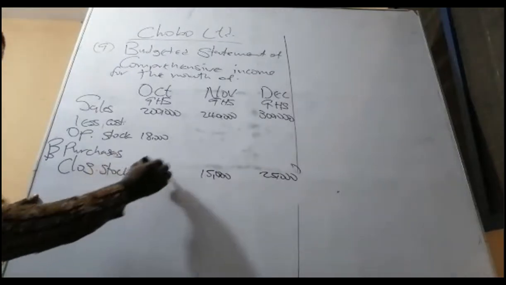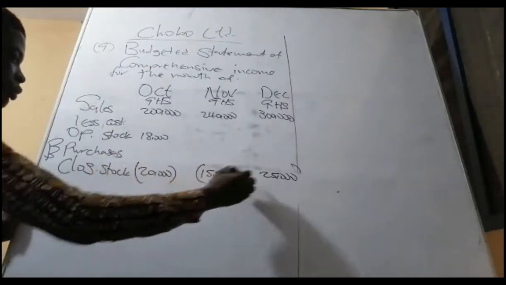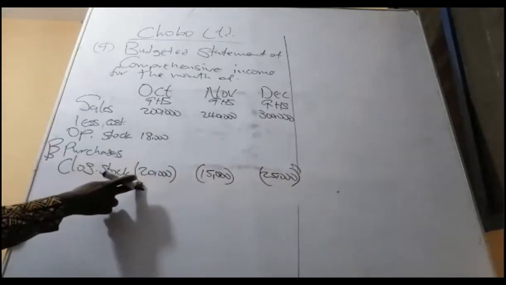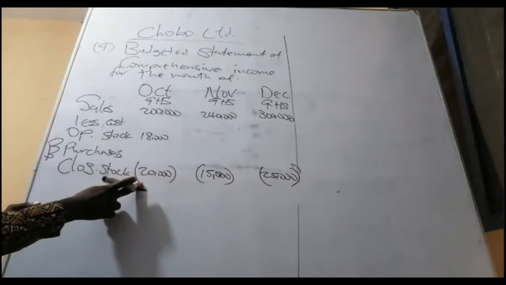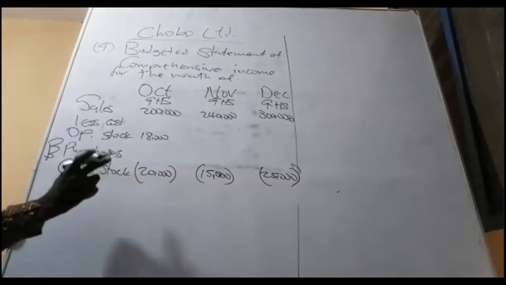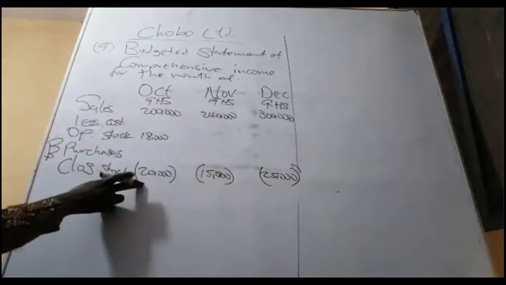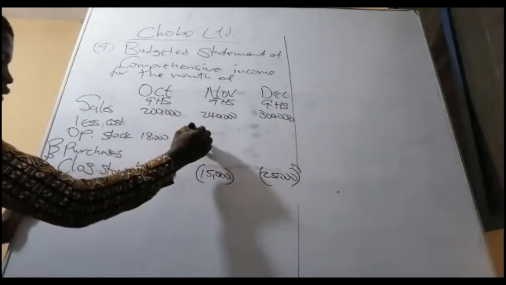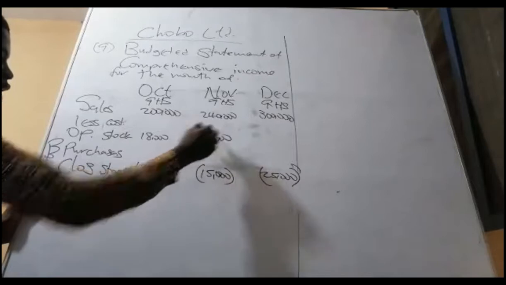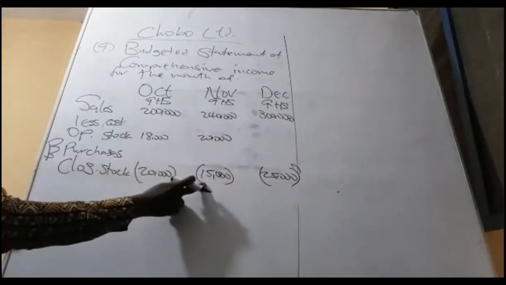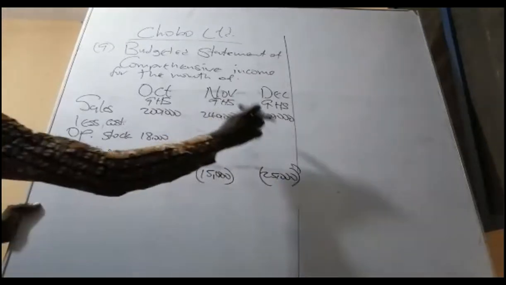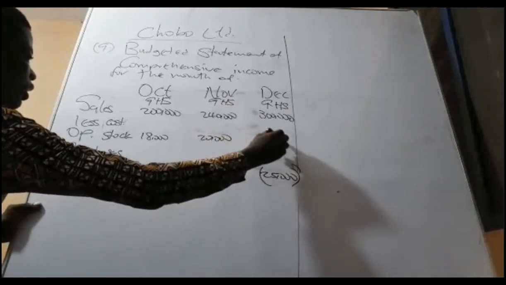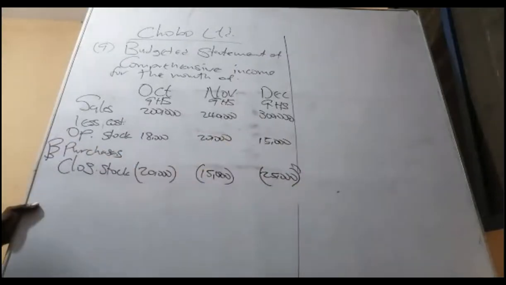We take it off. If it is closing inventory here, automatically it will be closing inventory at the end of October. It will become the beginning inventory for November. So it will be 20,000 here. It is closing for November. It becomes what? Open for December. That's 15,000. You put it here, you are done.